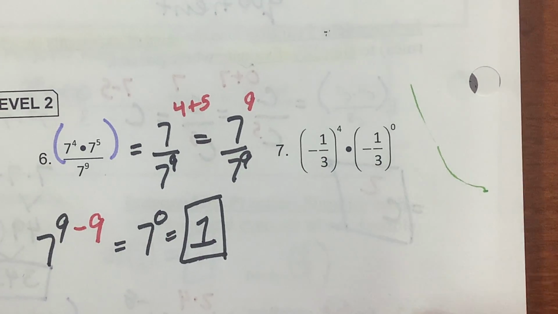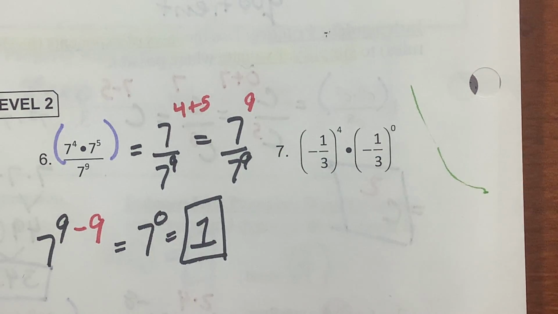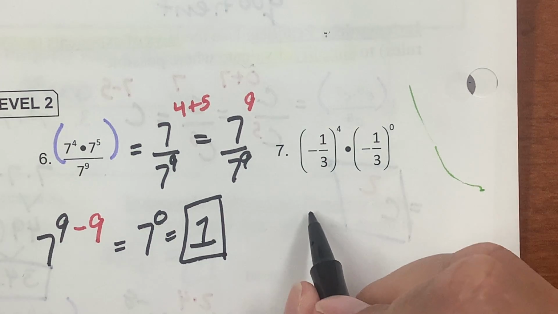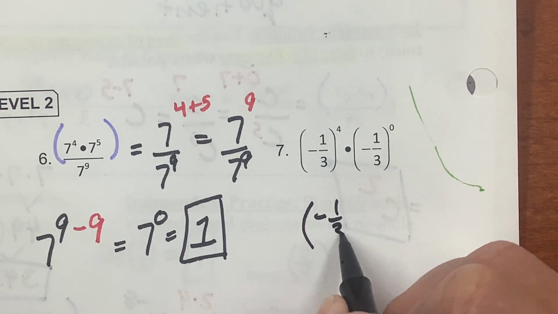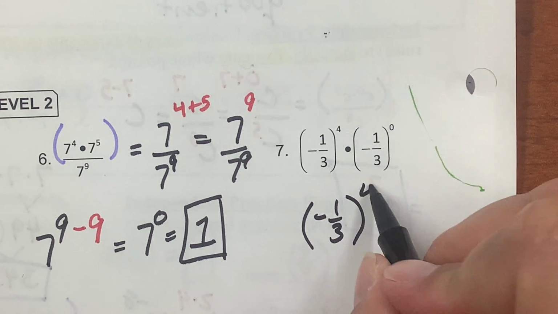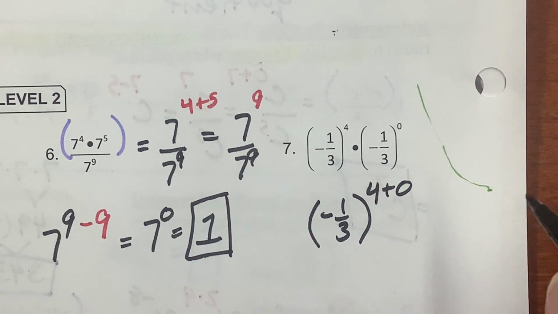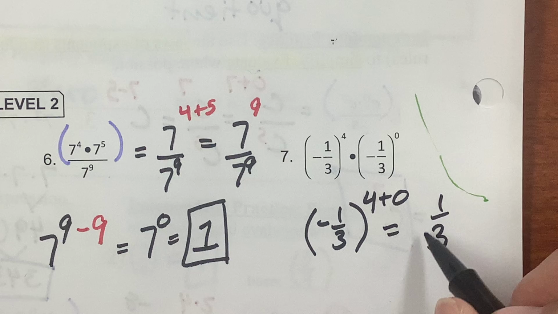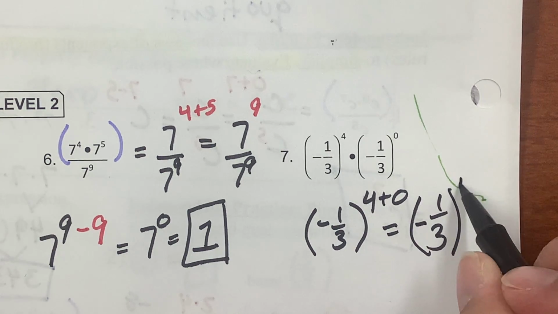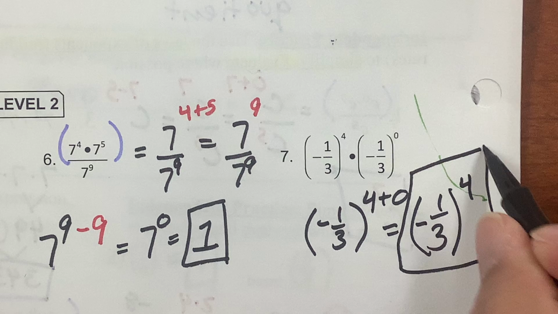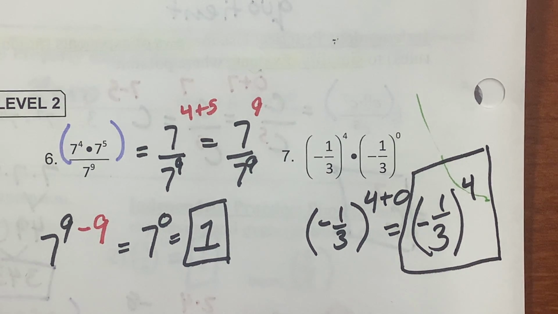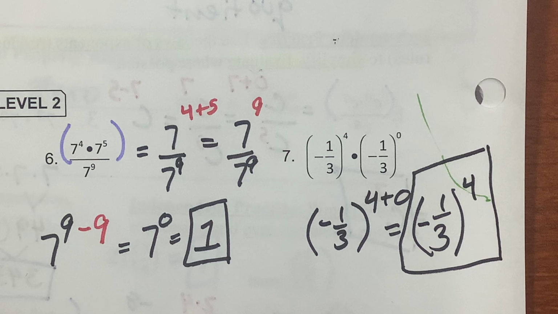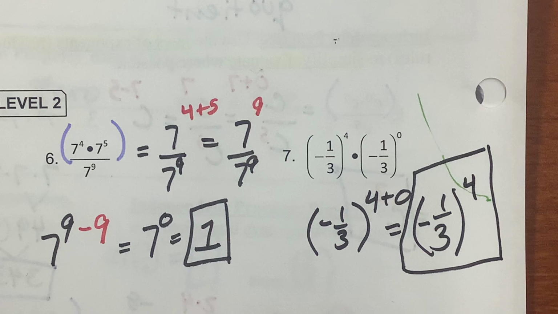Okay, I'm going to do the same thing here that I did for the first problem. I'm going to keep the parentheses around the negative 1/3, and I'm going to add 4 plus 0. Negative 1/3 to the 4th power. You know, I probably should solve these, shouldn't I? Because it says evaluate if possible. And I did not evaluate the 5th or the 7th problem. Darn it, Bono, get it together.